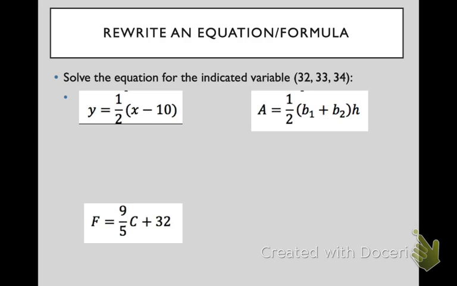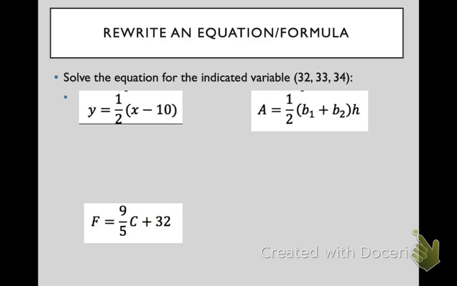Now the first one just has the variables x and y, and those don't normally stand for anything in particular. But if you look over to the one on the right, we see capital A, which usually stands for area, and then B sub 1, B sub 2 stands for base 1 and base 2, and then H typically will stand for the height. You might recognize this as the formula for the area of a trapezoid.